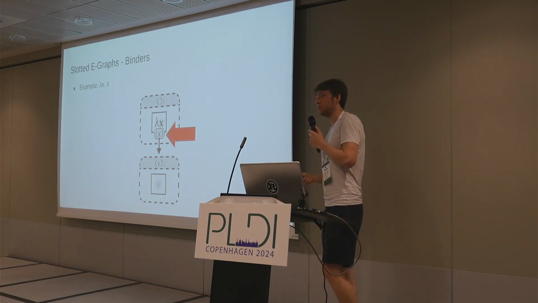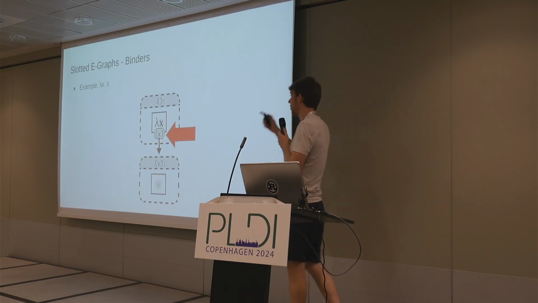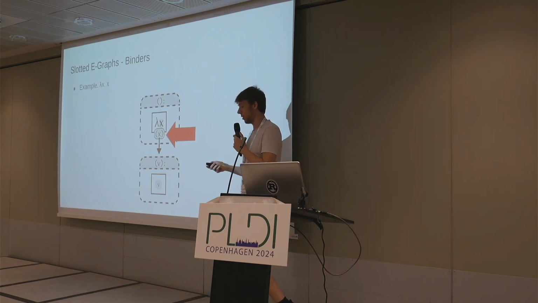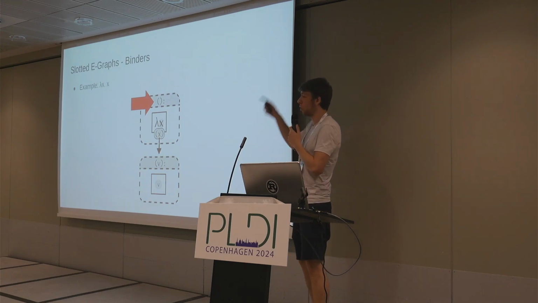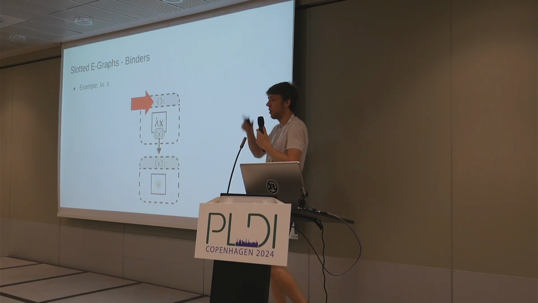There's one important thing here, which is that because this variable x is now bound by this lambda e-node, it's actually not part of the parameter list. Because this is now a closed term, it doesn't need to depend on anything, it's completely independent.